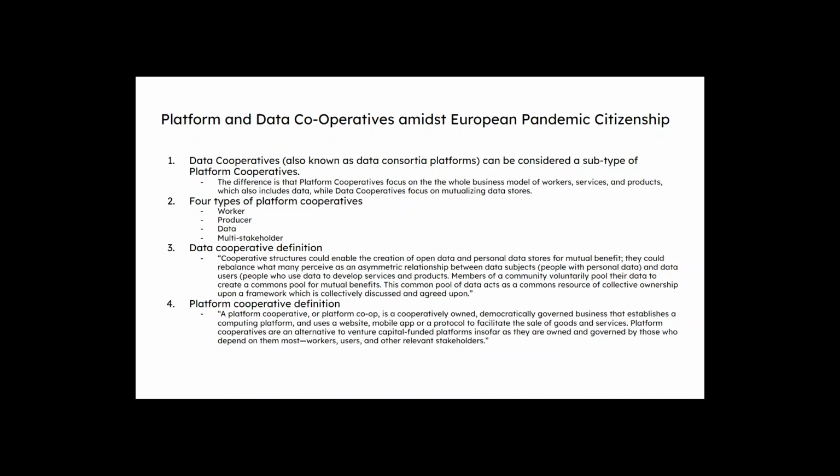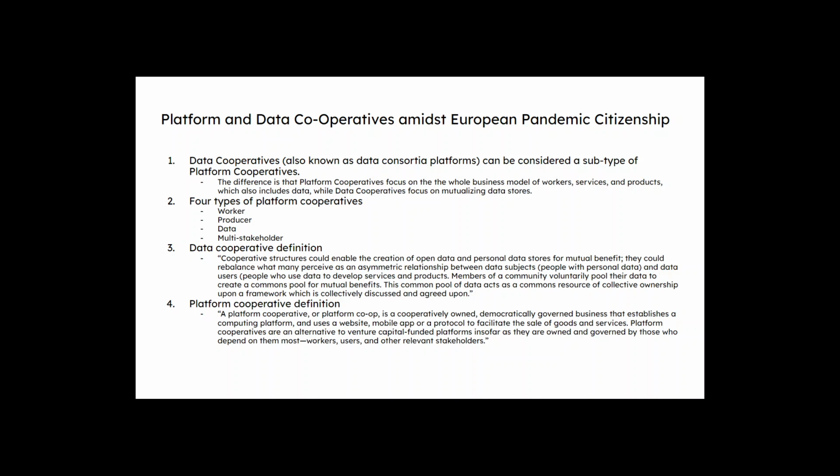And then here we have the 4 types of platform cooperatives. This one goes with worker, producer, data, multi-stakeholder, which I think is actually a pretty good taxonomy. You'll see different ones that come about as well. I think they're all actually pretty useful, since there are no clear types, but it's something to look at. This does help relate data cooperatives to other tech-enabled cooperatives.